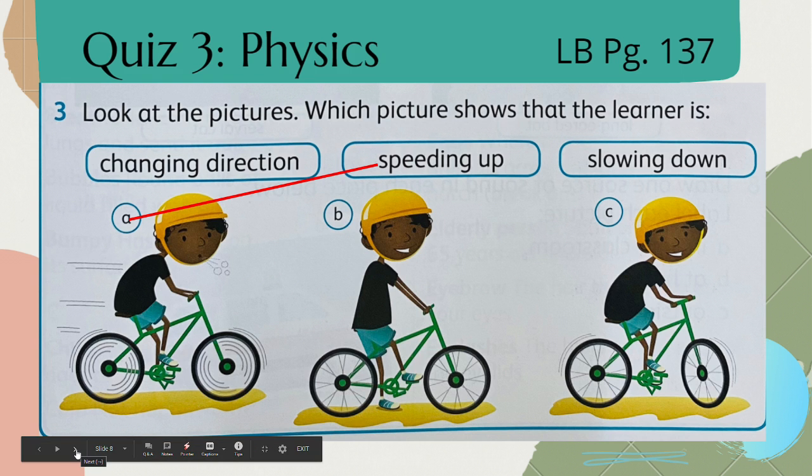Letter C picture, you can see here the boy is changing direction. How? Because look at the tire. It's not going forward. It's turning on his right side.